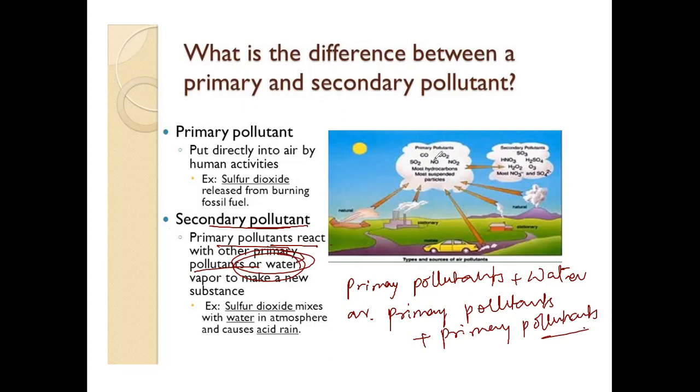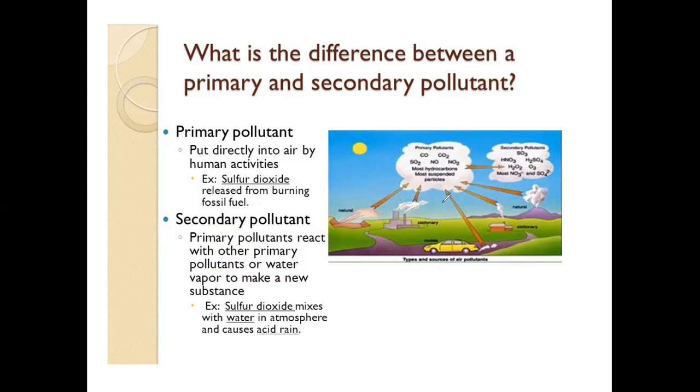CO, CO2, SO2, NO, NO2, these all are primary pollutants. Now when they react with water, this gives the secondary pollutants. For example, SO2 plus water reacts and gives H2SO4. This forms sulfuric acid, which is a secondary pollutant, and SO2 is the primary pollutant. So when primary pollutants react with water, this gives secondary pollutants. This is the difference between primary pollutants and secondary pollutants.